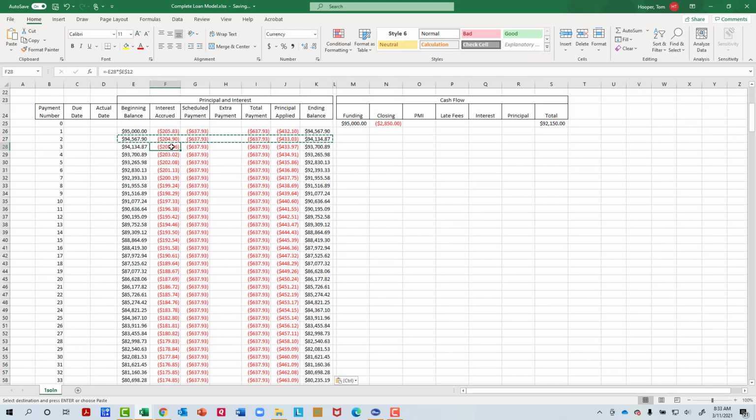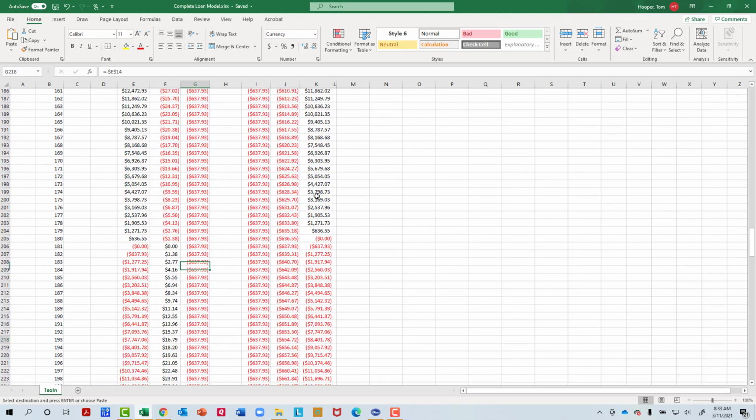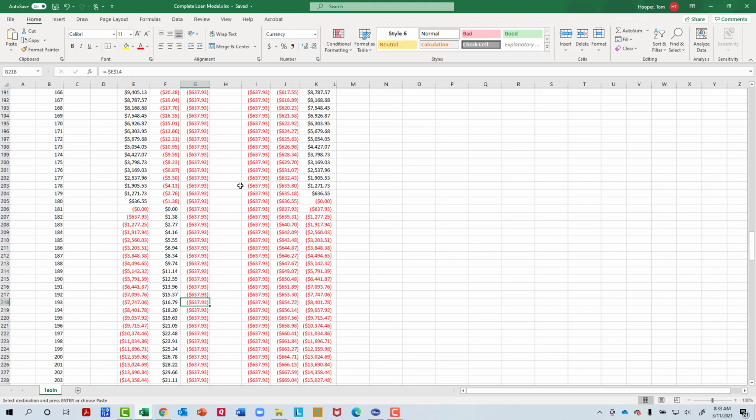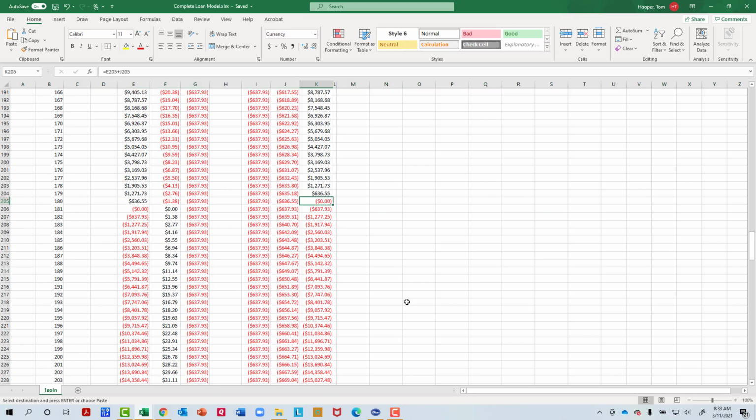Each month it costs us slightly less interest because we're borrowing slightly less money from the bank for that month. But our scheduled payment is calculated such that whatever doesn't go to interest goes to principal and reduces the balance. So I'll bet if I came down here to period 180, I would see that after the 180th payment, my balance were zero.